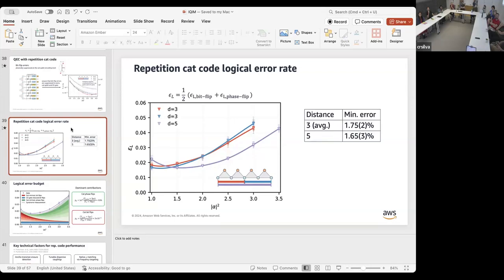Yeah, I didn't understand the controllability part, but what you said about the coherence is definitely true. And alpha square cannot be too small, because then you're not correcting bit flip errors, which you have to.